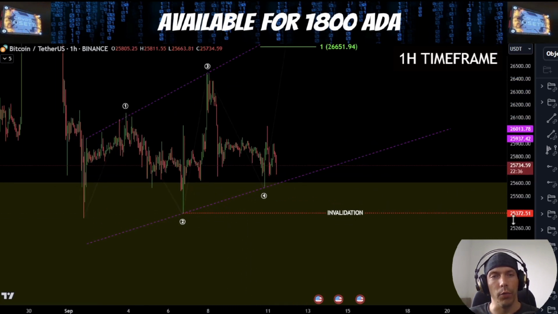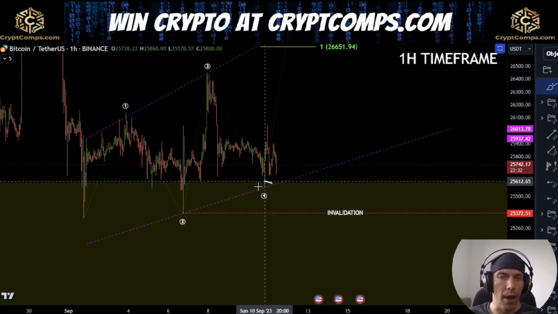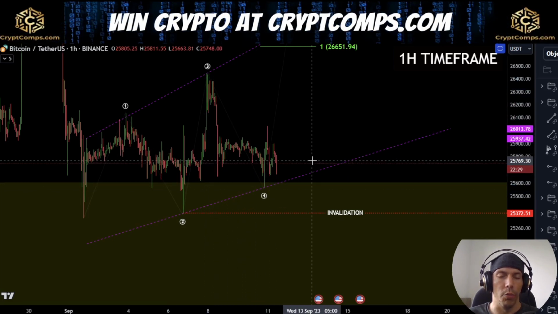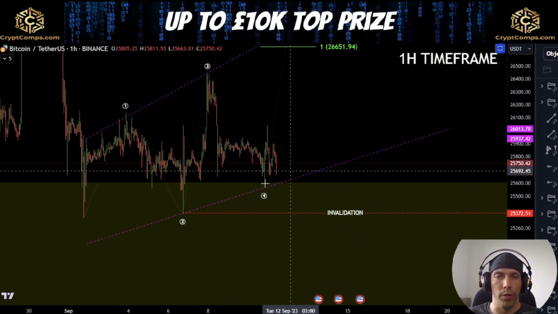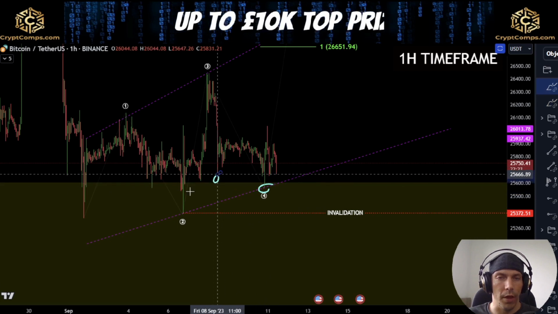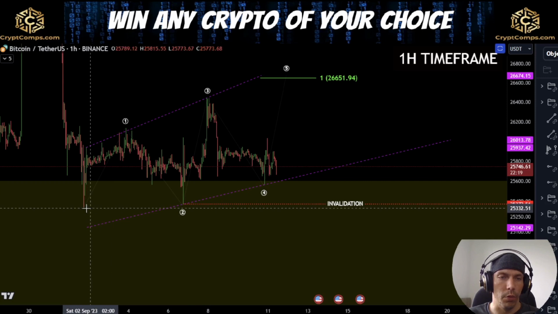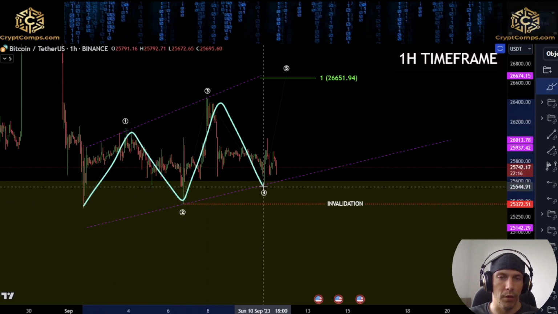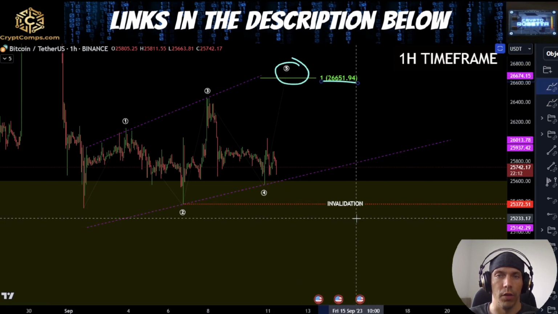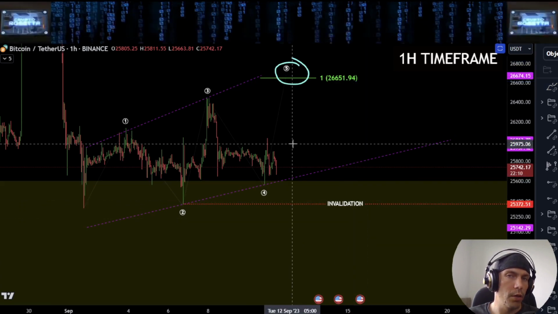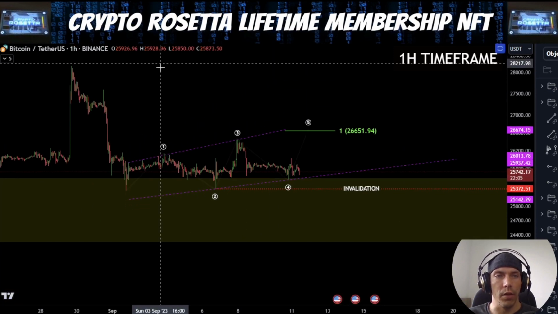Now the problem that I have with this is that we'd have to say that effectively this is A, B, and C, and this didn't quite reach that 0.618 of this move to the downside like this, but it is still a possibility, because we've actually taken this low here. So what I would want to see here for confirmation, or that we're forming something like this as an expanding diagonal, would be that our wave 5 would have to cross this 26,651.